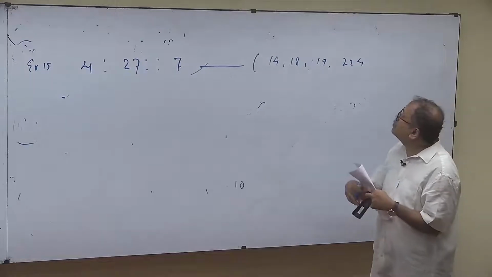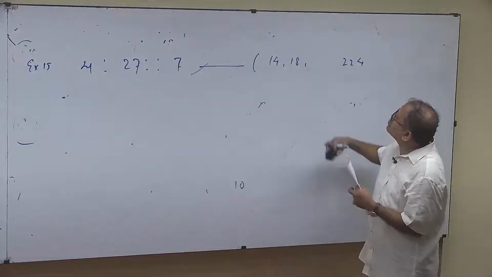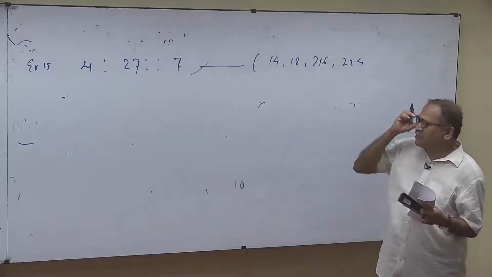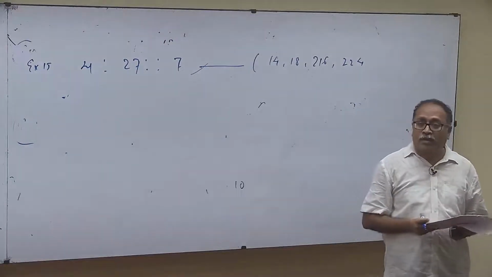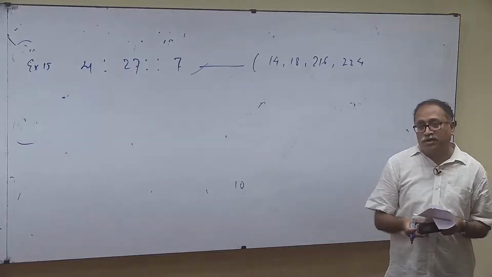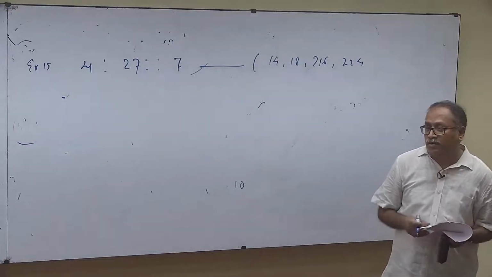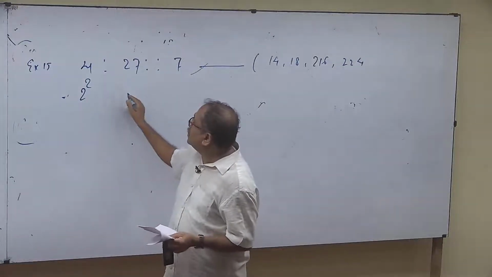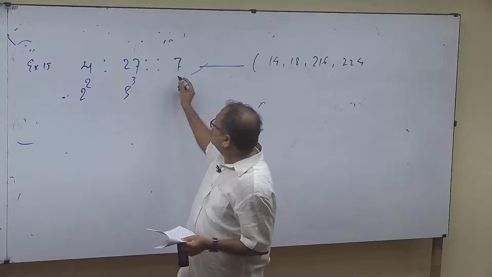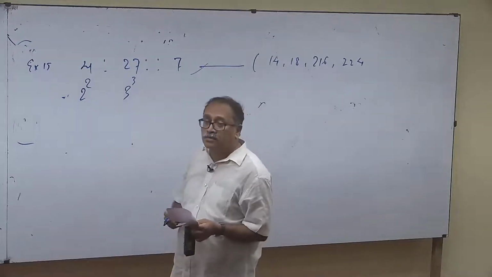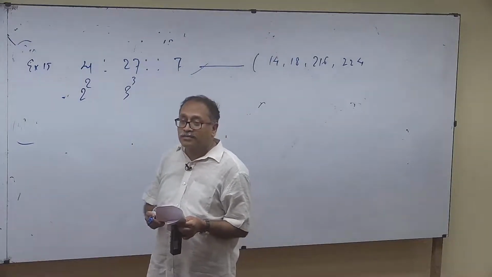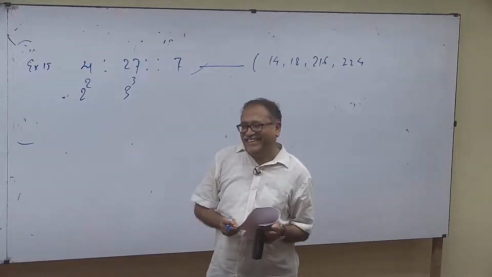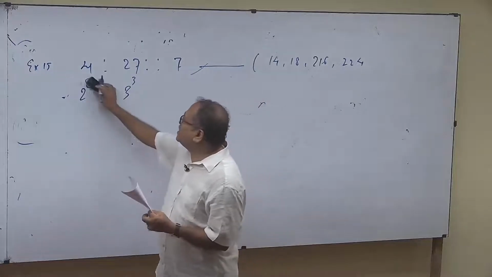Okay, okay. Now I understand. Logic. So this is 2 square and this is 3 cube. Done. Okay, not an issue, you identified it.